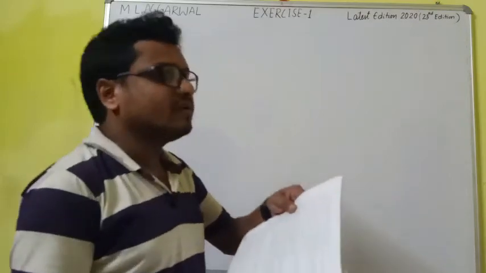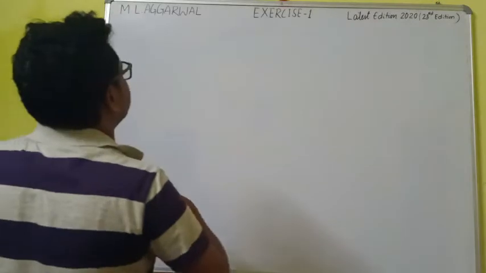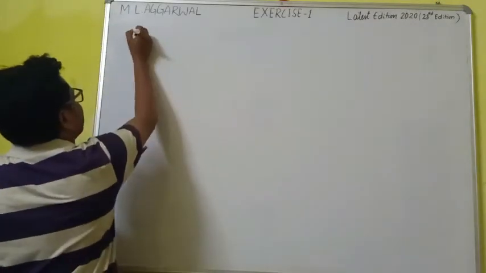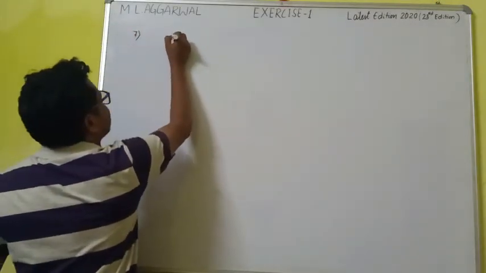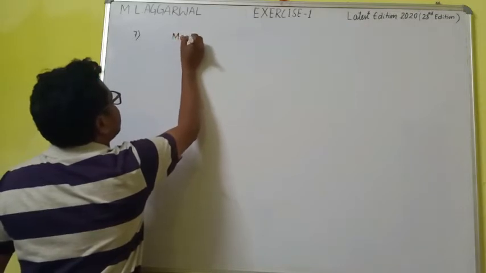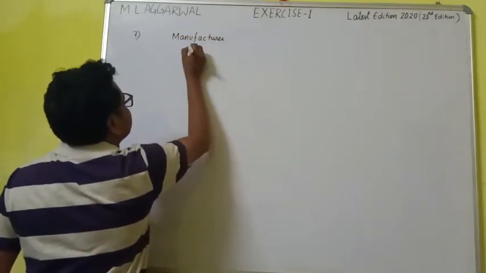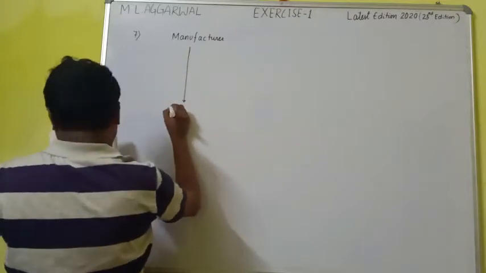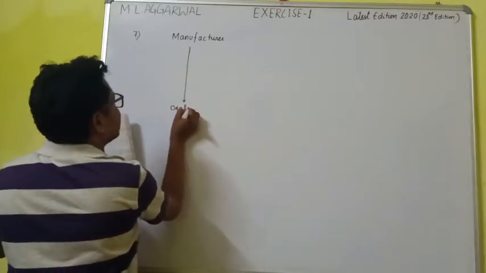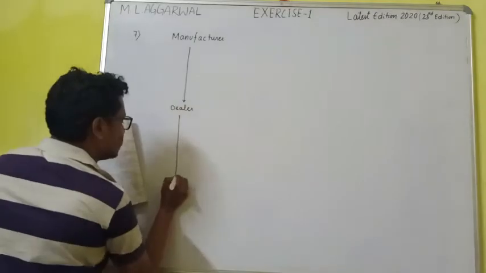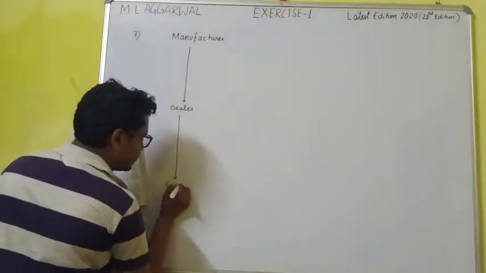Here three persons are there. One is the manufacturer. Question number 7. Let me do it. Manufacturer is there, then dealer is there, then again consumer is there.